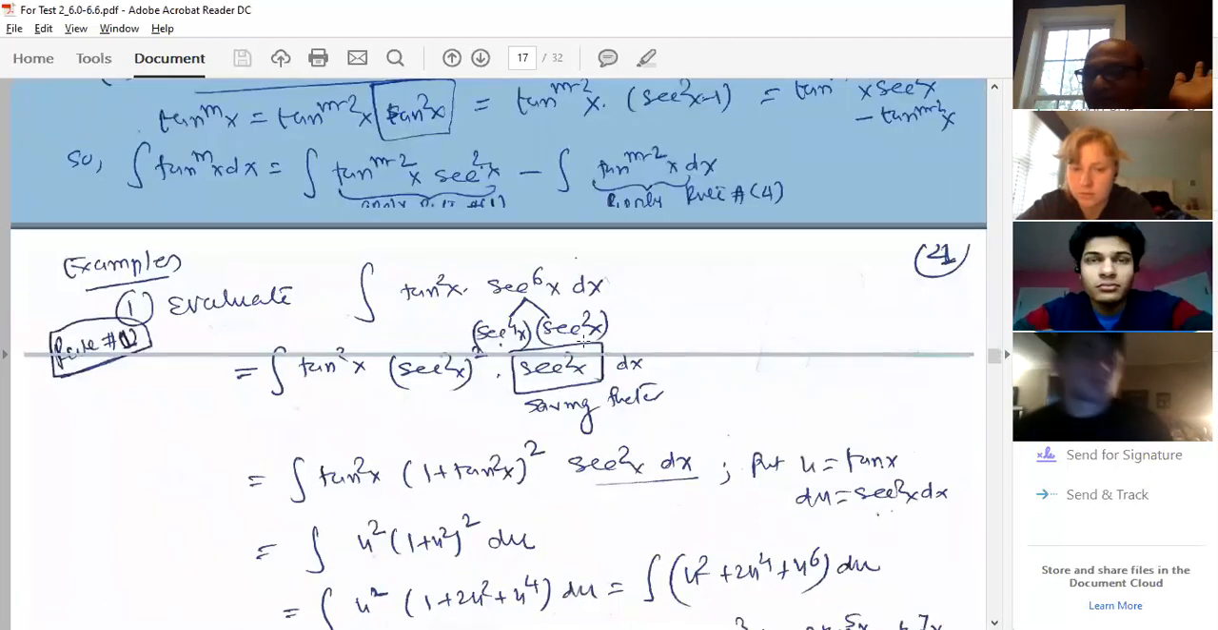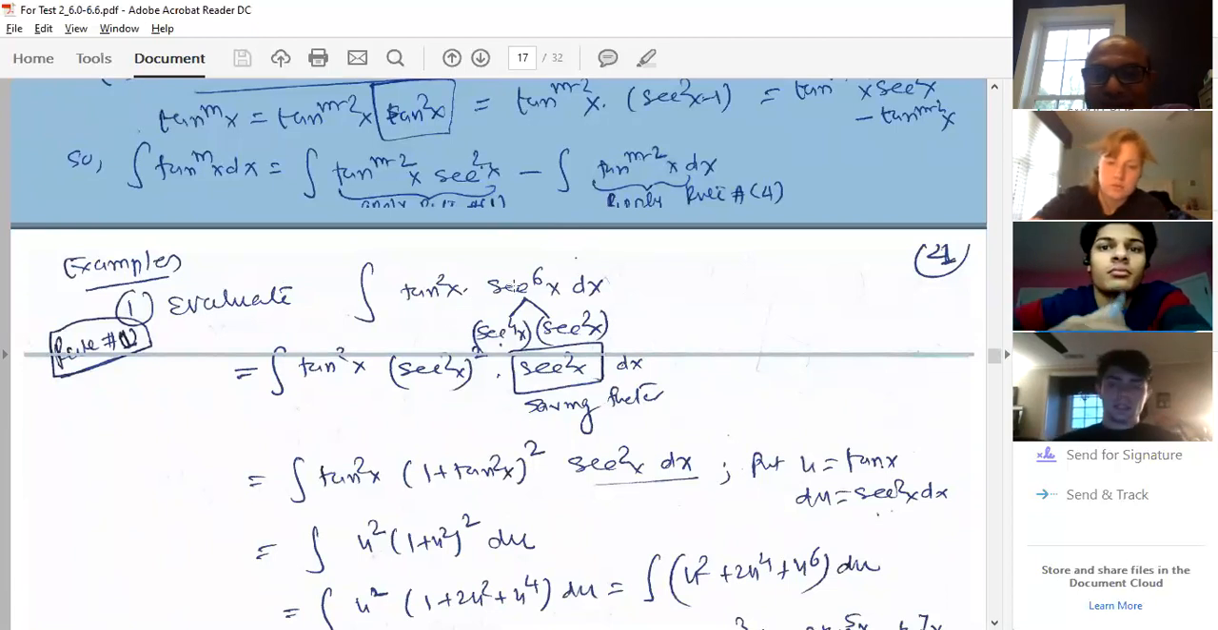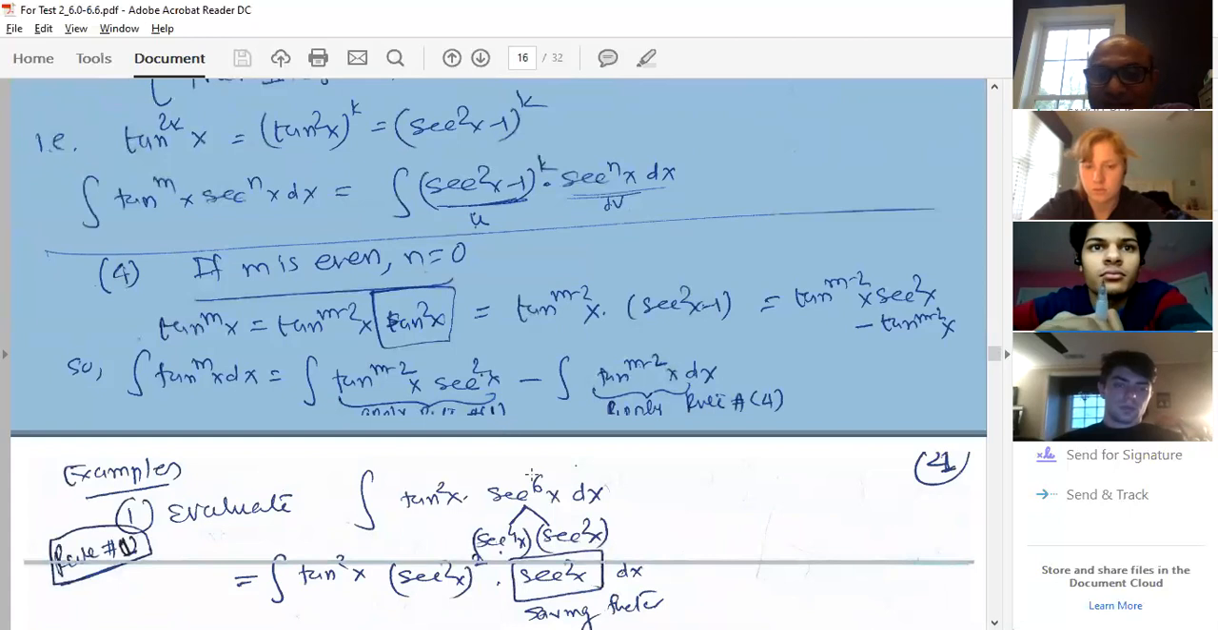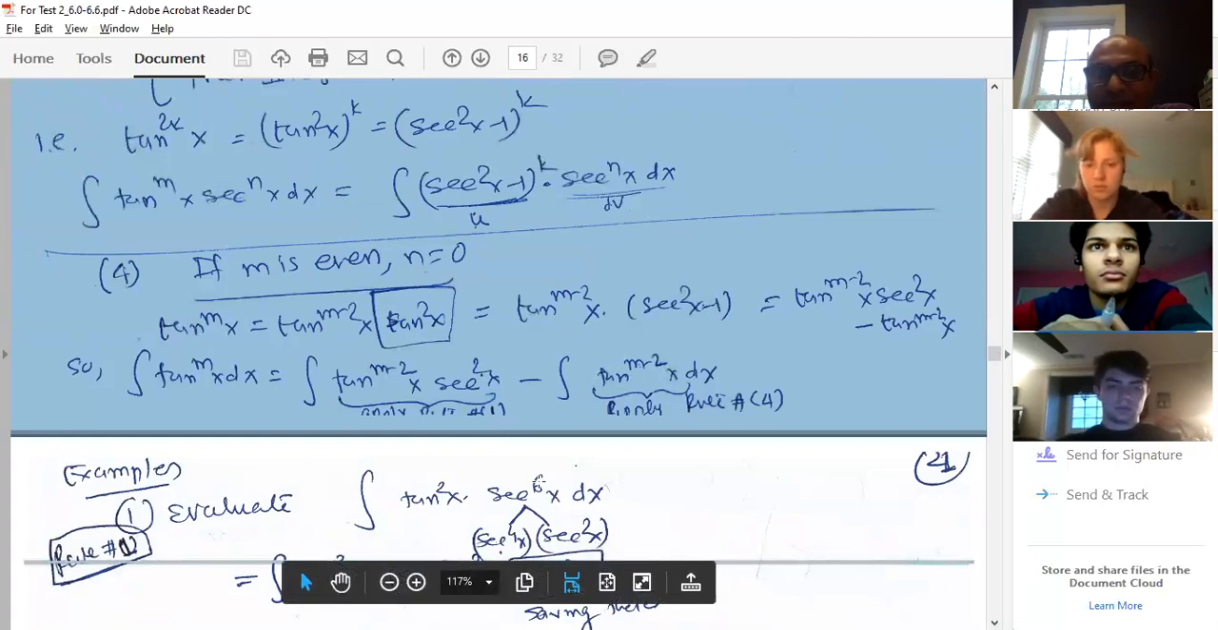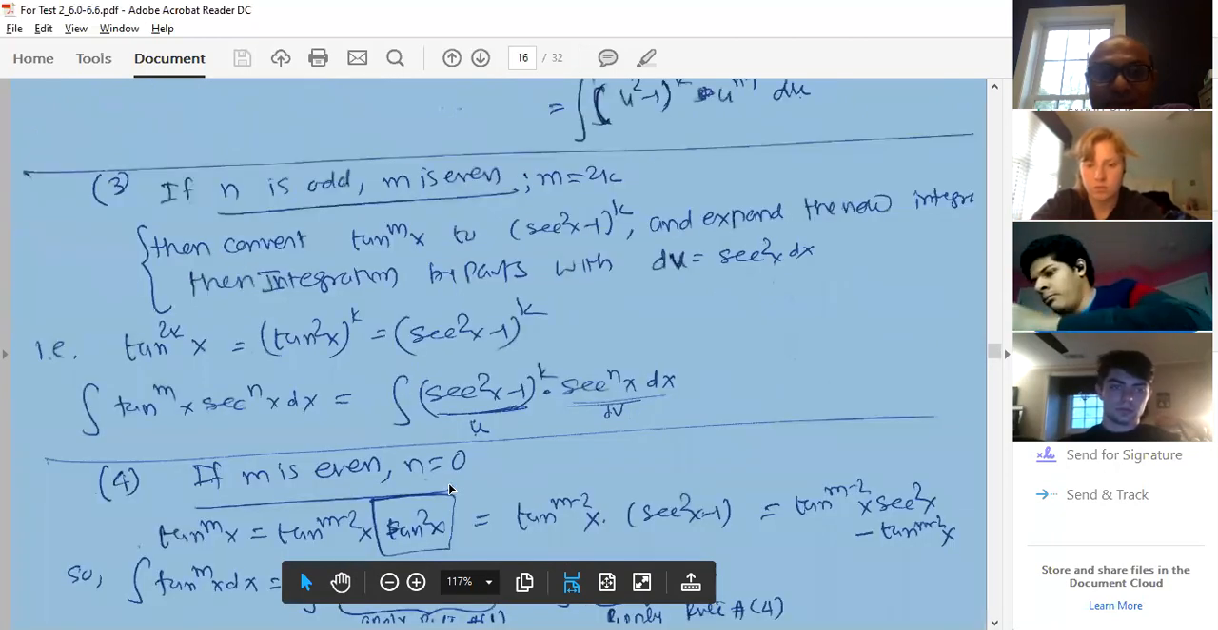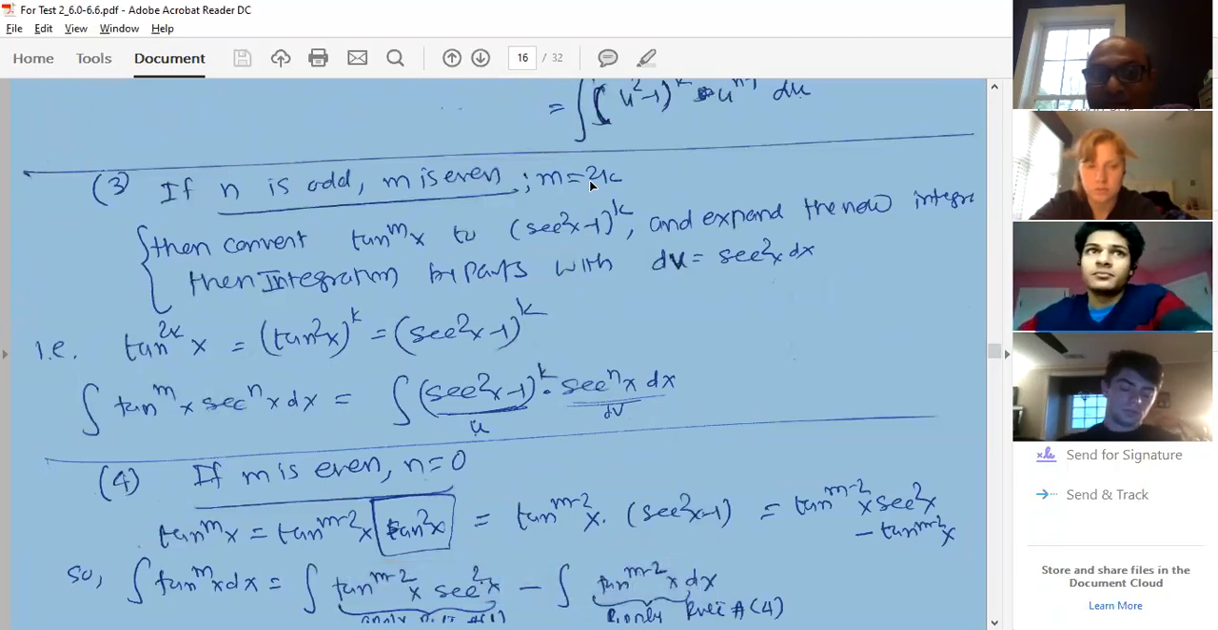First example. Examples are enough, they are easy. Look over here: tangent to the power m x, secant to the power n x dx. You can use any one of these 2 rules. Here, of course, n is even, which means the first rule. But you can say m is even also, m equal to 2k, so you can use rule number 3 also. But it says that n is odd and m is even. So for rule 3, you have to have n odd. That's why I would say don't go for rule 3, just stay with rule 1.